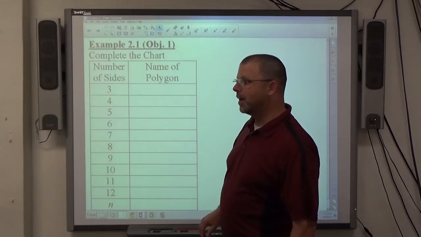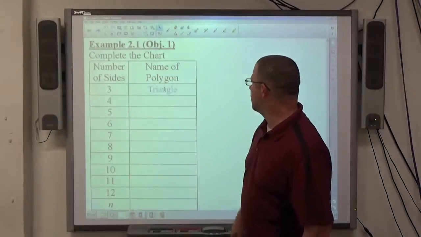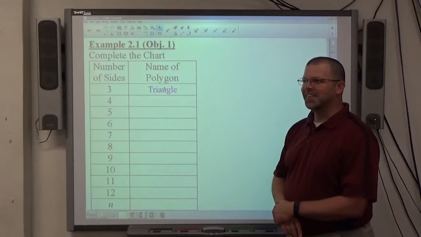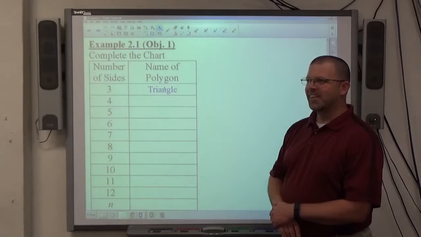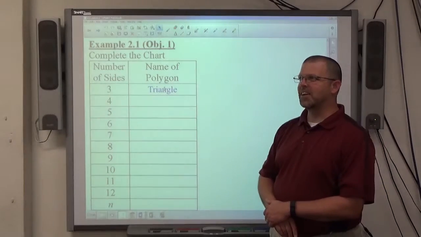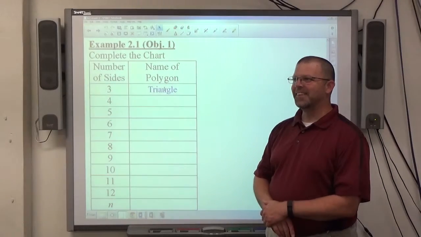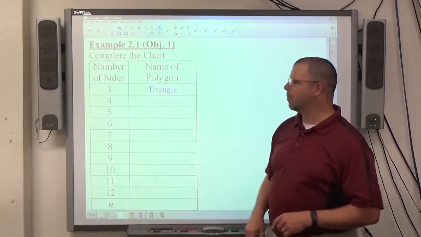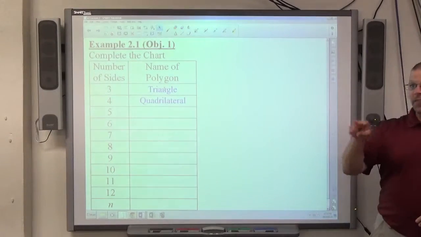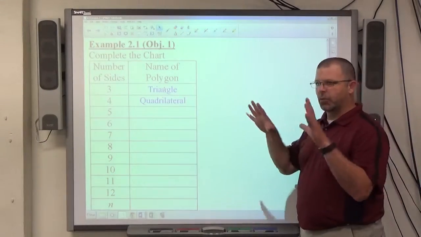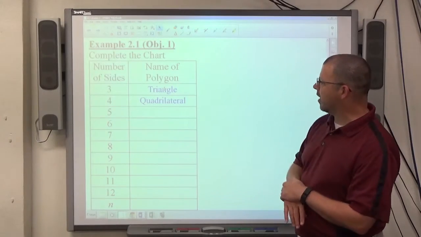Like the name of the shape? Yeah. Triangle. Boom, got one. All right, Preston, four. Square. Try again. Rectangle. Keep going. Quadrilateral. There, quadrilateral. You're being too specific, Preston. Square and rectangle are both quadrilaterals, but just a four-sided generic figure is a quadrilateral.